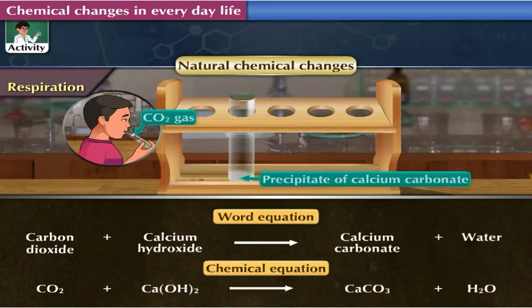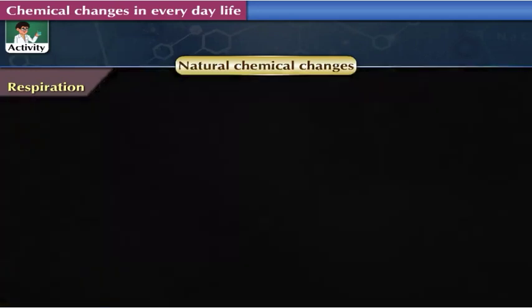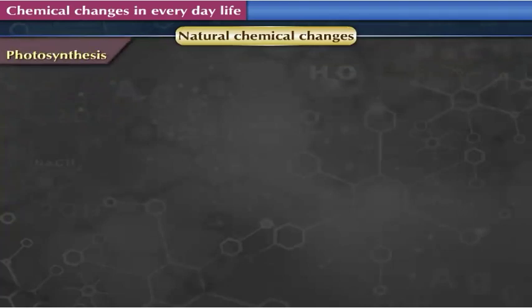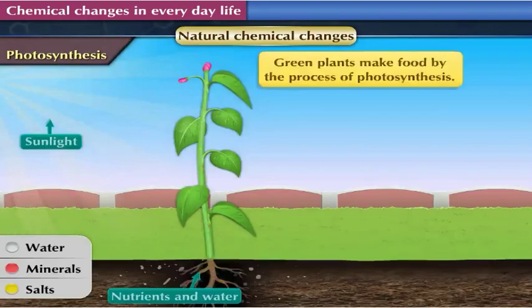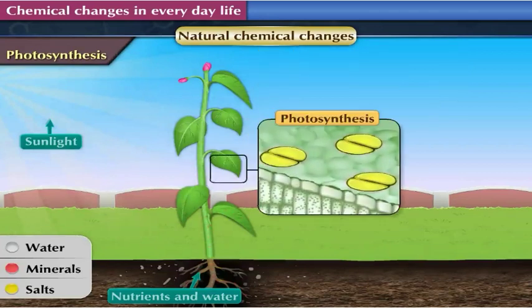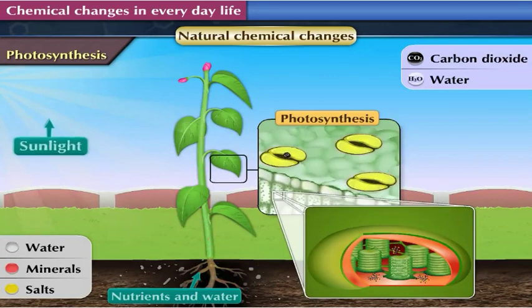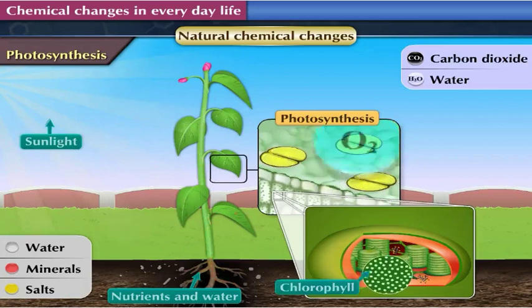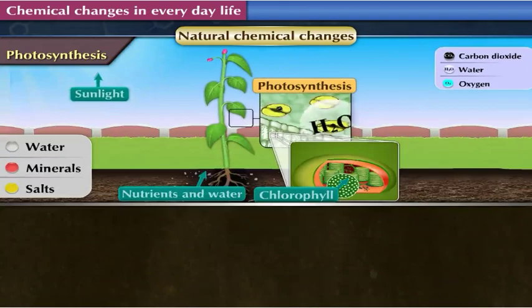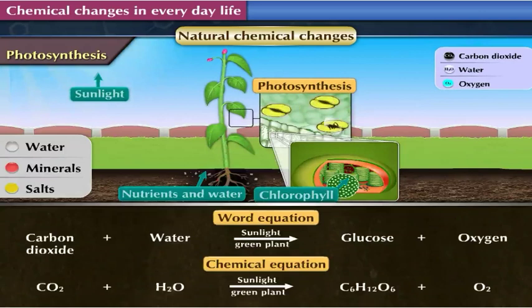The next example of natural change is photosynthesis. Photosynthesis. We know that green plants make food by the process of photosynthesis. During photosynthesis, carbon dioxide combines with water in the presence of sunlight and the green pigment of leaves called chlorophyll, to make food like glucose. Oxygen gas is given out. Let us see the word equation and the chemical equation for this chemical reaction. Please note that the chemical equation has not been balanced.